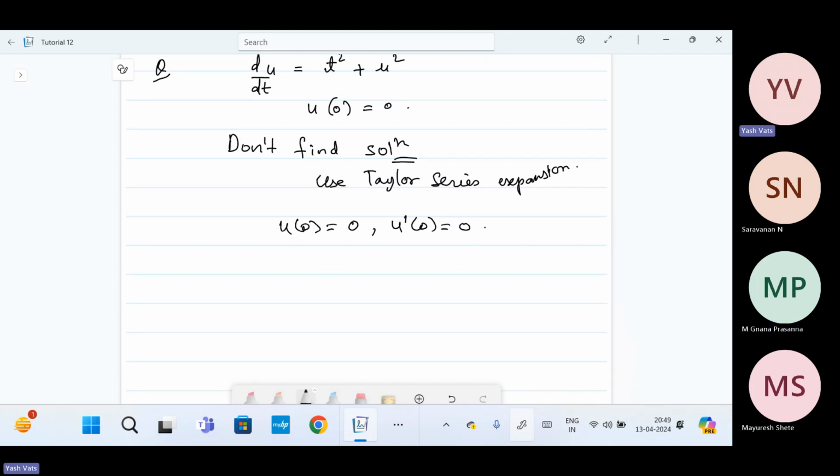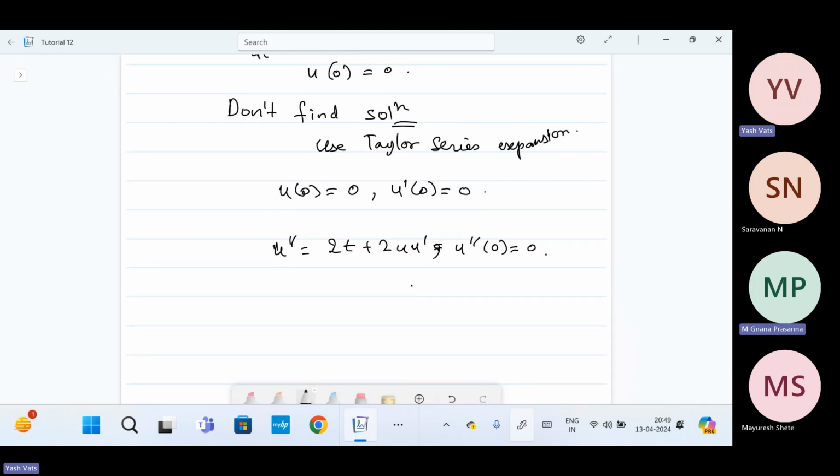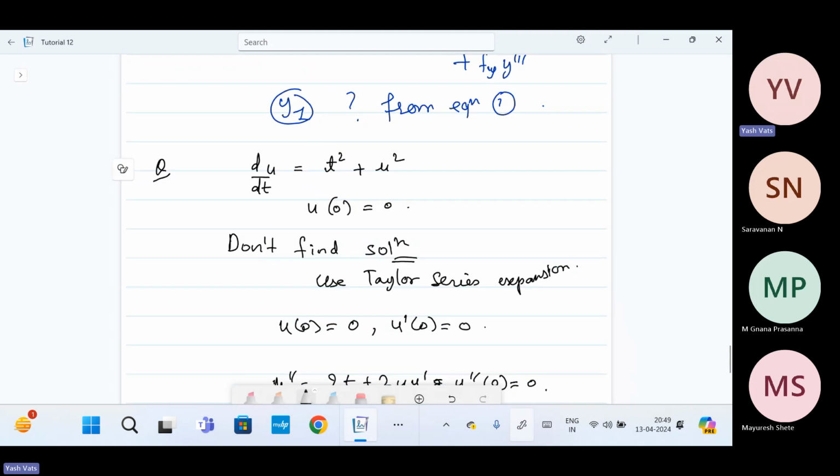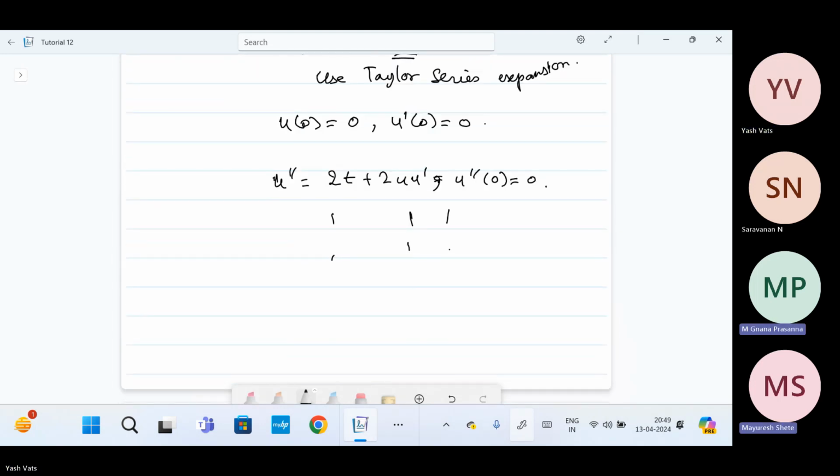Then you can find u double dash is equal to 2t plus 2u u dash, which is plus 2u dash square. u double prime 0 is also 0, right? Everything we are getting 0. Like that you can do similarly. But they are asking only the first three terms. Why do we also have to calculate the triple dash?